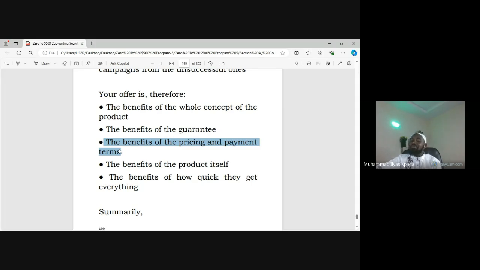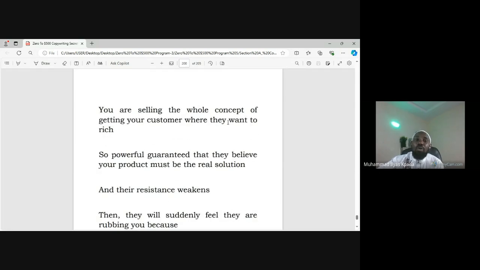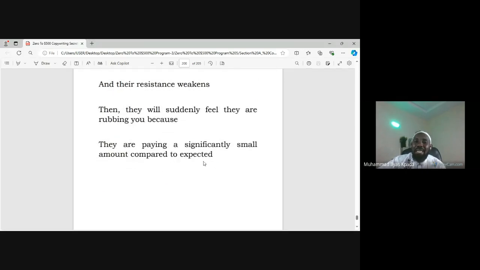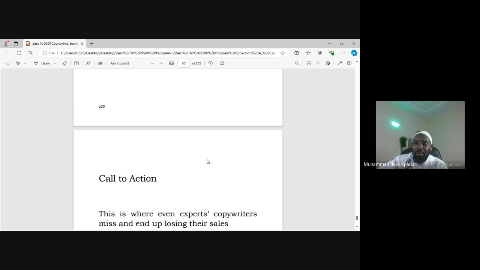It is more like a benefit to you than spending at that time, right? The benefit of the product and the benefit of how quick they will get everything. Summary, you are selling the whole concept of getting your customer where they want to reach, right? Plus a powerful guarantee, so that they believe your product must be the real solution and their resistance is weakened. Then they will suddenly feel they are robbing you because they are paying a significantly small amount compared to the expected. So that is all about offer. All right. I'm going to check out one copy, then we'll look at it before we close here.